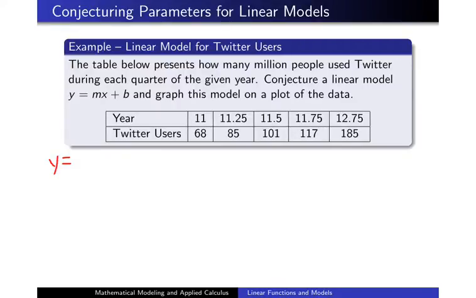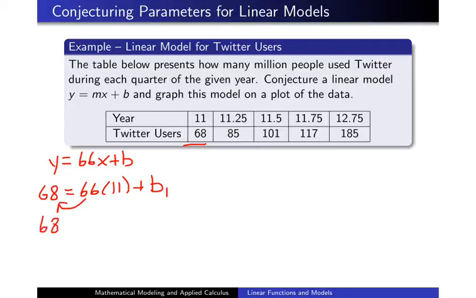So remember, our line at this point was y equals 66x plus b. So we're going to plug in our first data point. The y value would be 68. We'd have 66 times our input 11 plus our intercept. I'm going to call the intercept for this first data point B1. If we take the 66 times 11 and move that to the left, we get 68 minus 66 times 11 will be equal to B1. So that means that B1, if we plug this into our calculator, will be negative 658.